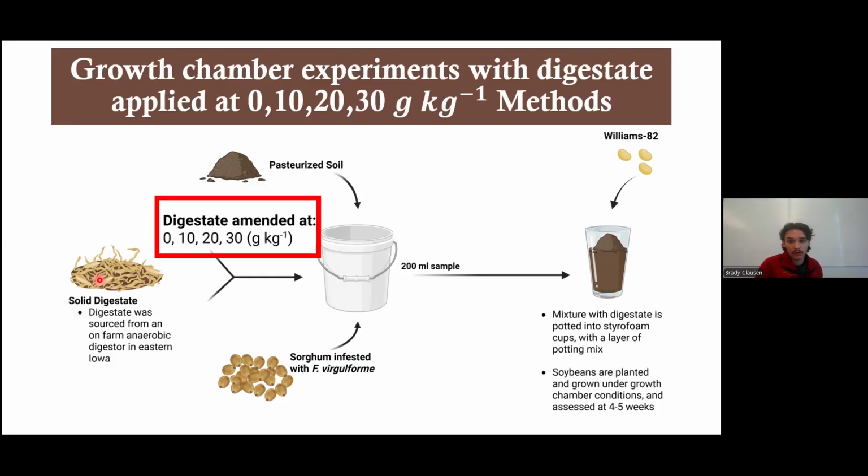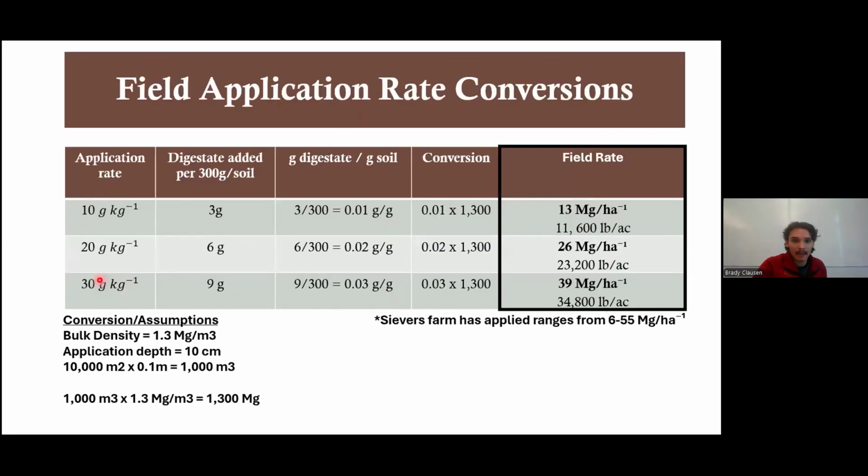From there, we take a 200 ml sample and we dispense that into our pots. We then plant our soybeans and then do the same growth metric assessments and plant disease assessments at the end. I think this is pretty cool just because the commercial farm is actively doing this right now. So I wanted to draw a little parallel to the application rates I'm using in the greenhouse and how those relate out onto the field scale for application rates.